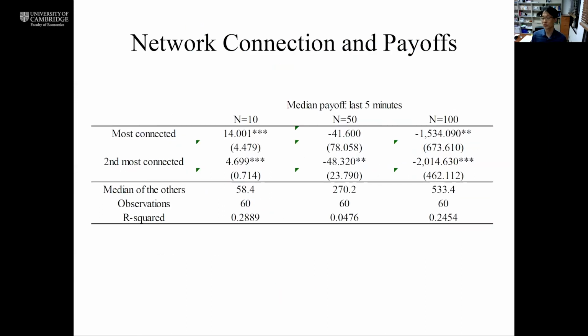And if we check the correlation of the payoffs between highly connected and less connected individuals, we can run a simple OLS regression, as you can see here. The omitted variable is the rest of the individuals. We can look at the median payoff of the most connected and the second most connected. As you can see, for n equal to 50 and n equal to 100, compared to the rest of the individuals, the most connected and second most connected perform significantly worse. But that's not the case in n equal to 10.